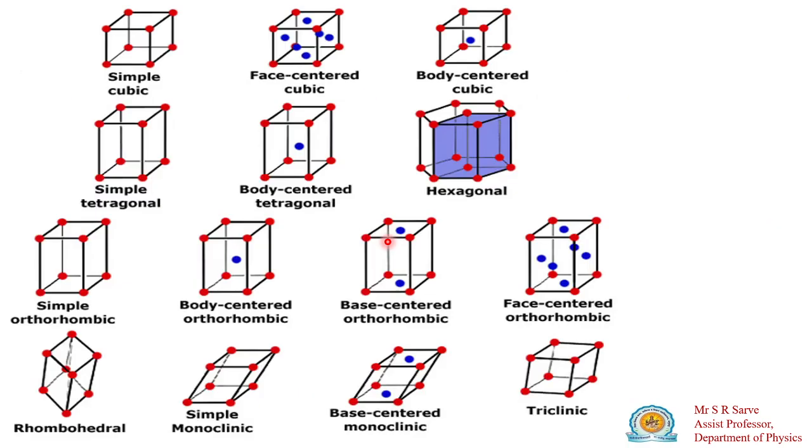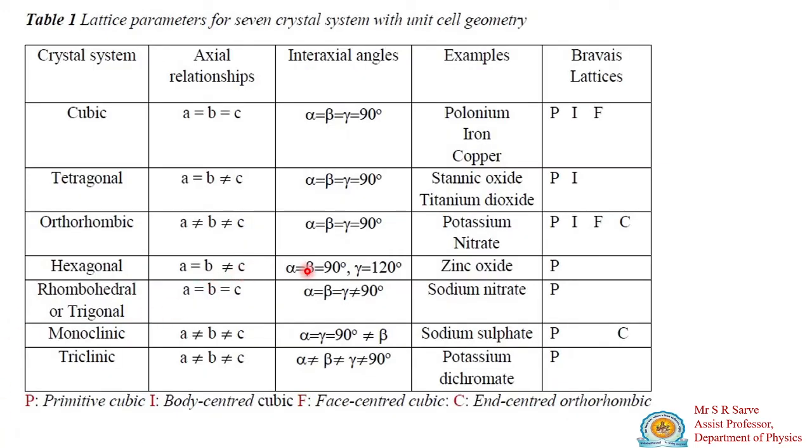Next one is hexagonal. In hexagonal, two sides A and B are the same and not equal to the third side C. So this side A, this side B, these two sides are the same, and this side is different, C. So A equals B, not equal to C. Two angles are 90 degrees, and the third angle is 120 degrees. Zinc oxide exists in a hexagonal structure form. It is a simple hexagonal structure.